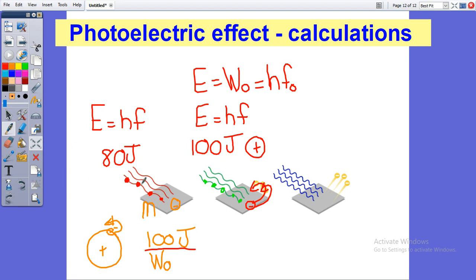Anything lower than that frequency will give us a lower energy, which means no electrons will be emitted. And anything equal or higher than that will give us enough energy to emit electrons.